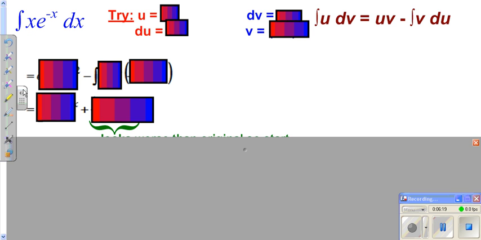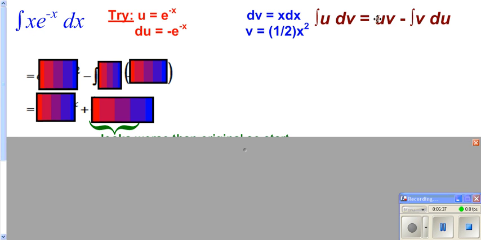Now we need to go ahead and do this one here. Well, we could say u is going to be the e to the negative x, and so dv would be your x. So therefore, you'd have to integrate to get your v. So you get a 1/2 x squared. You have to differentiate over here.